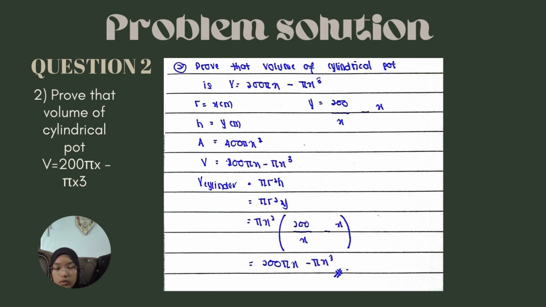We get the equation pi x squared times y. We just need to replace y with 200 over x minus x, the answer we got from question 1. So the answer will be 200 pi x minus pi x cubed. So the volume of the cylindrical pot that we needed to prove is proven. Thank you.